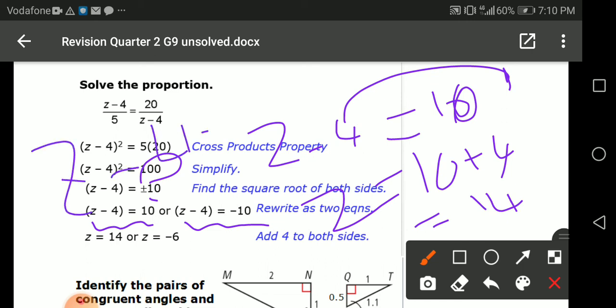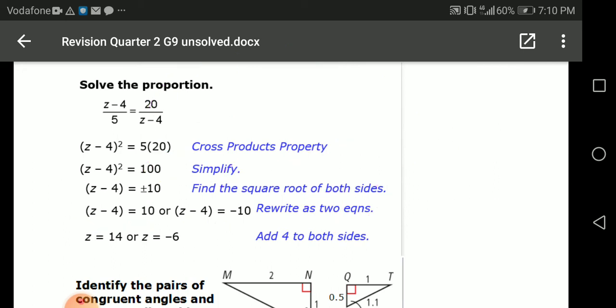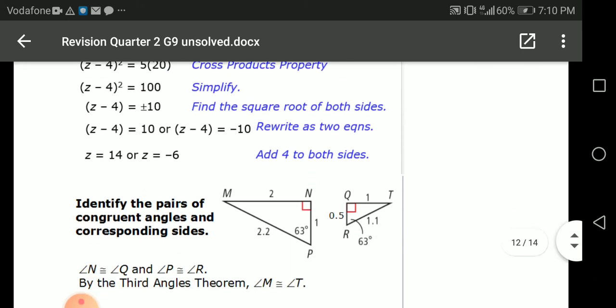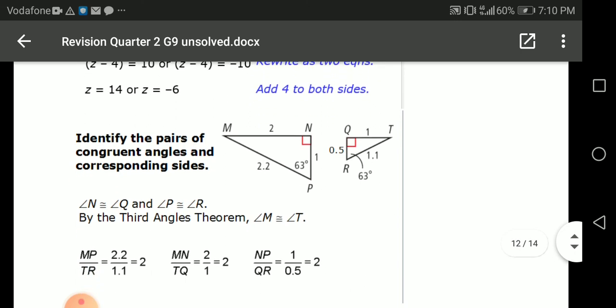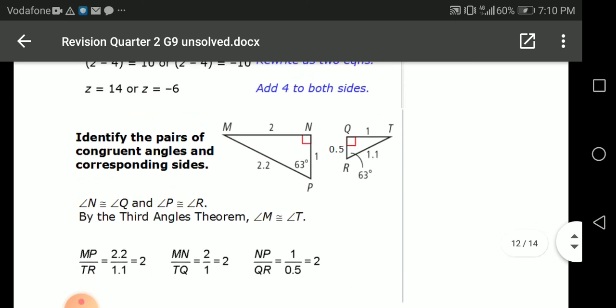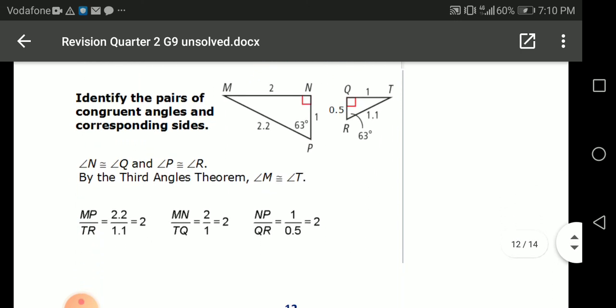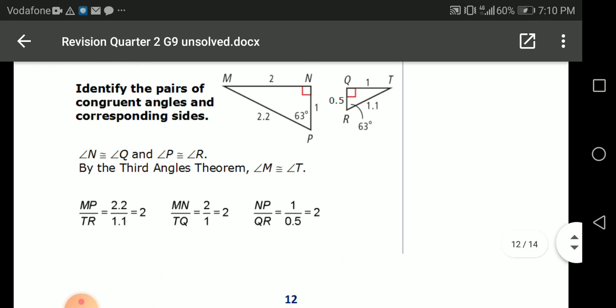Z minus 4 equals negative 10 this time. So negative 4 goes to the other side as positive 4. So we have negative 10 plus 4, which gives me negative 6. So Z may be negative 6 or 14. The solution set gives me 14 and negative 6. Okay, I think that's easy.